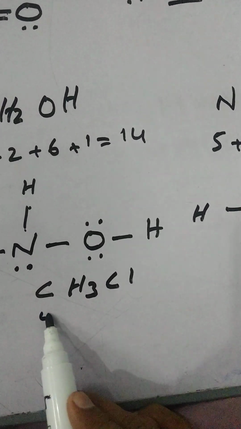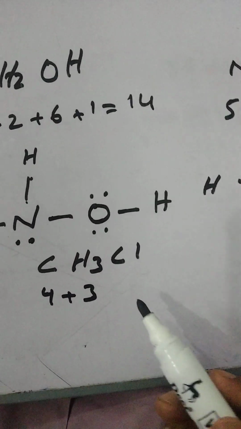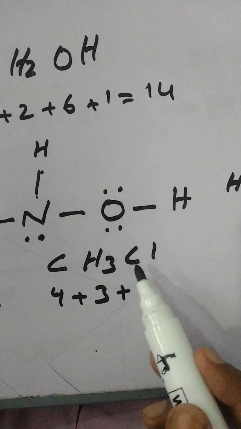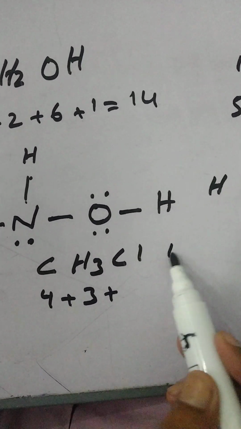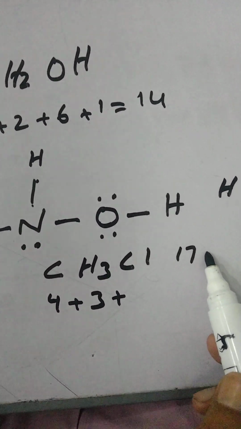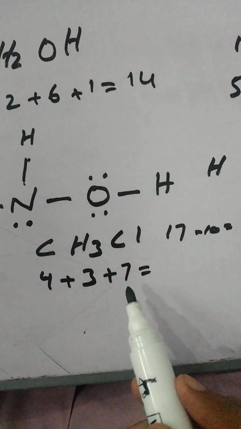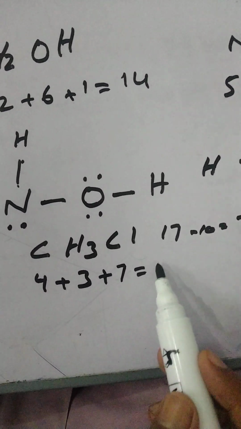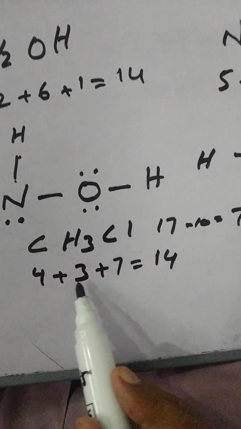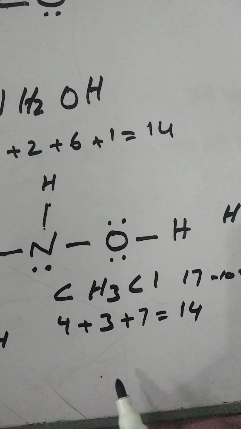CH3Cl. We know carbon needs 4 electrons, hydrogen is 3 times, with atomic number 1, so 1 multiplied by 3 is 3, plus the atomic number of chlorine is 17, but it is completing its octet and 1 duplet, that's why we will subtract 10, then it will be 7. So the 7 will be required to balance. So the electrons which we need to balance are 14. 4 plus 3 is 7, 7 plus 7 is 14. Now we will draw the structure.